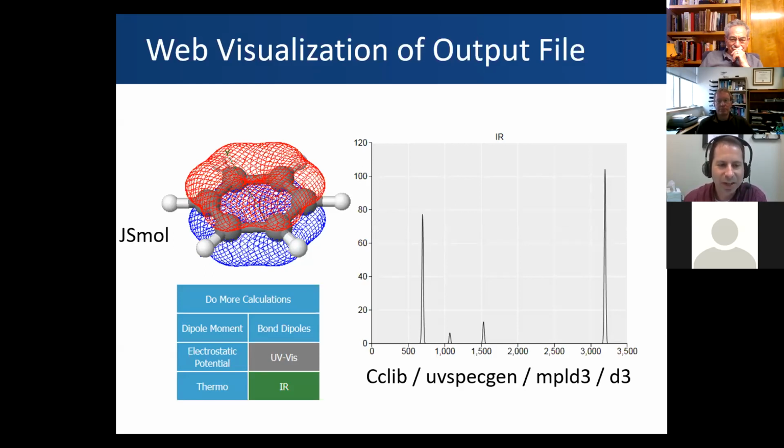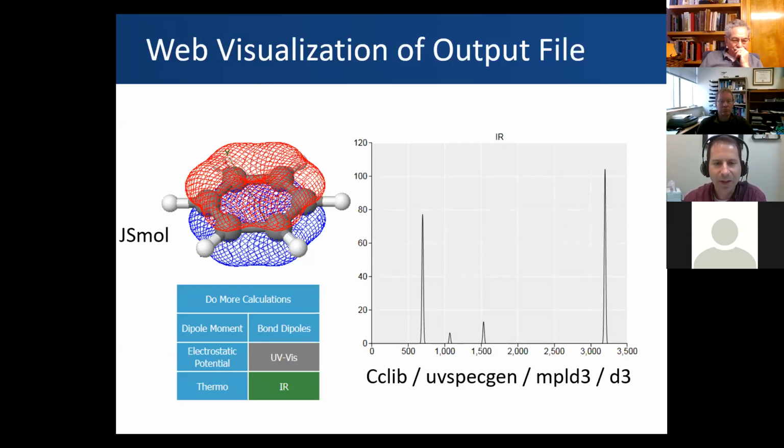We use JSmol, which is a free JavaScript molecule viewer. It's great. It'll let you show molecular orbitals, and we can do IR spectra visualization. We can do electrostatic potential and dipole moment. So a lot of the graphics that you want out of these output files, the website will show for you. And it's all in one place.